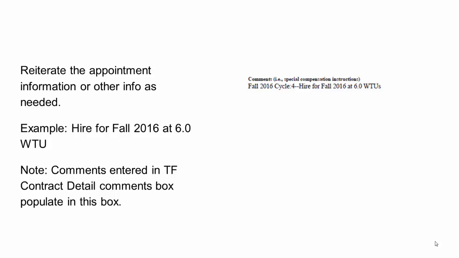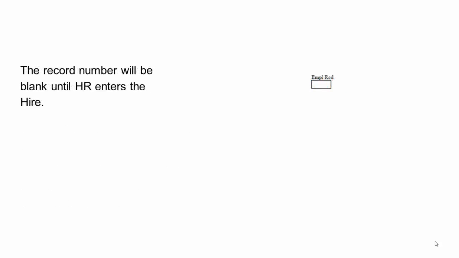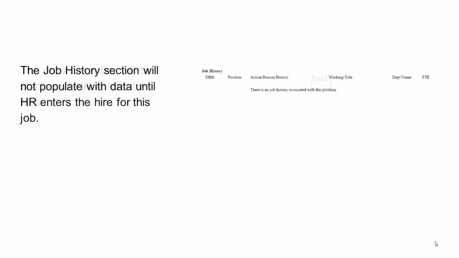Reiterate the appointment information or other info as needed. Example: hire for fall 2016 at 6.0 WTUs. Note, comments entered in the TF Contract Detail Comments box populate in this box. The record number will be blank until HR enters the hire. The job history section will not populate with data until HR enters the hire.